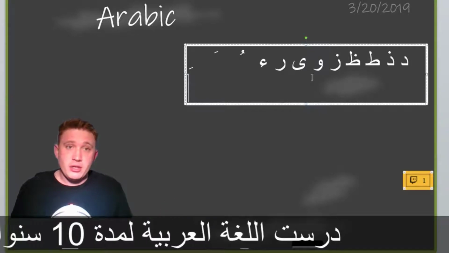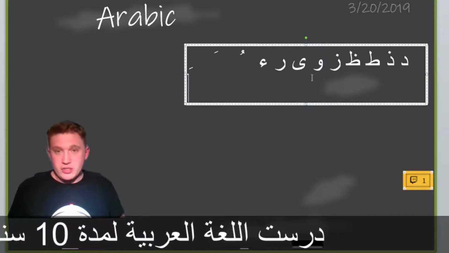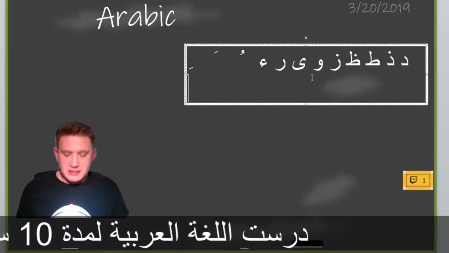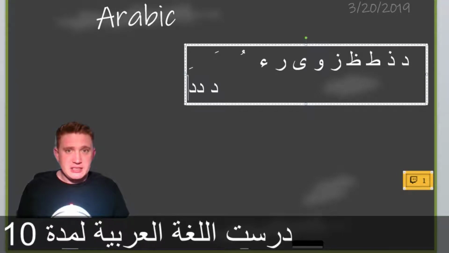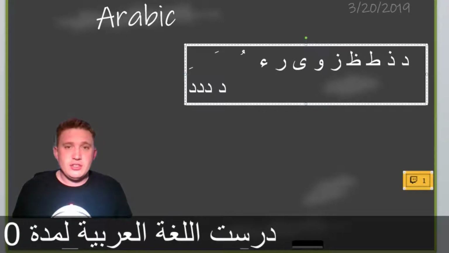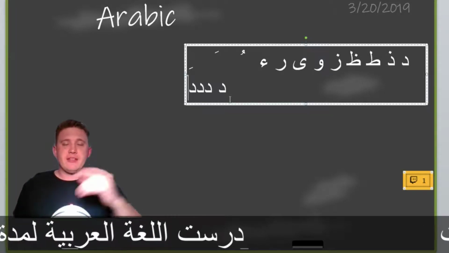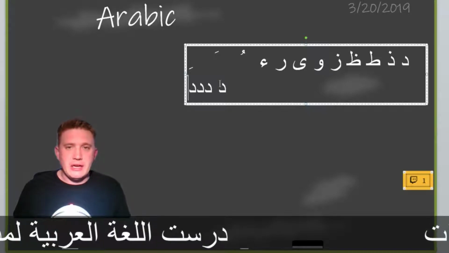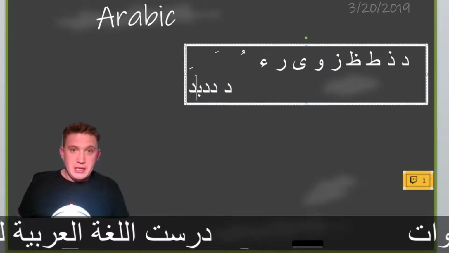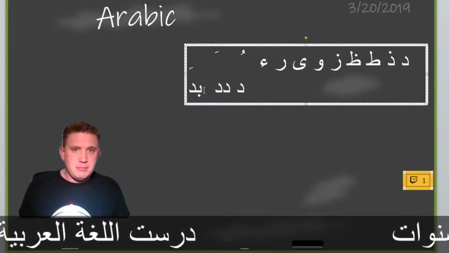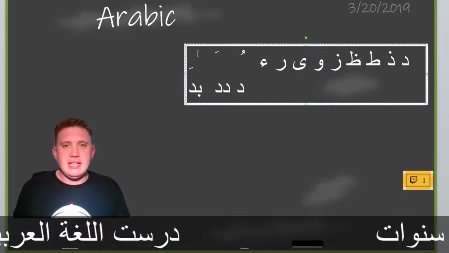So the first letter we're going to go over today is the Dal, which the Dal by itself looks like this. It does not connect, from right to left, it does not connect to the left. However, if we put a ba here, you can see that the B connects to the D like that.